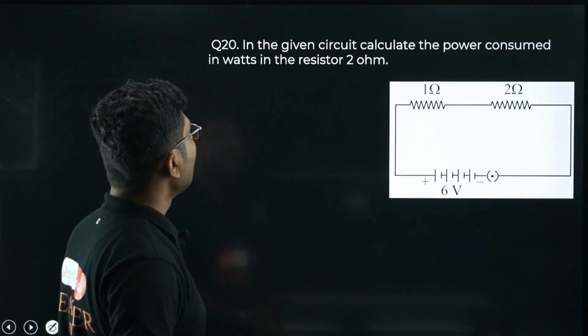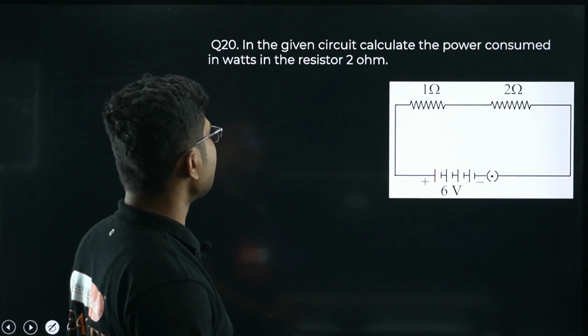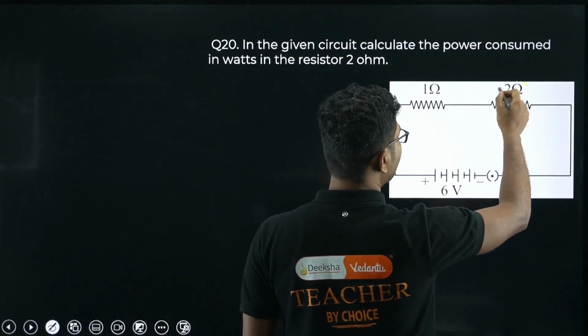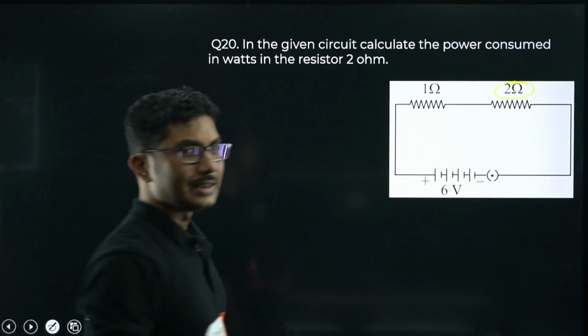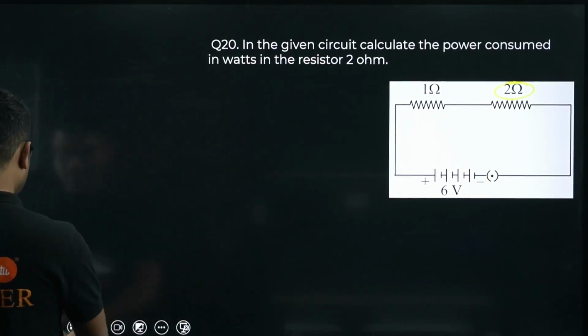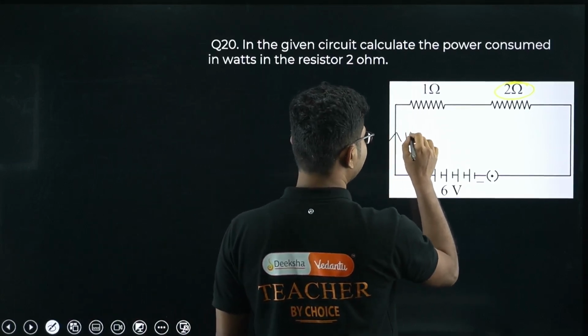Next question, in the given circuit, calculate the power consumed by the 2 ohm resistor. So in this given circuit, you have to calculate the power consumed by this 2 ohm resistor. So what to do? First we will find the current in the circuit. How can we find the current in the circuit?